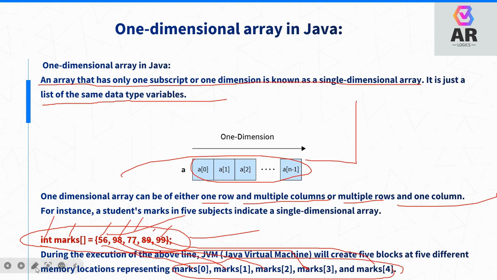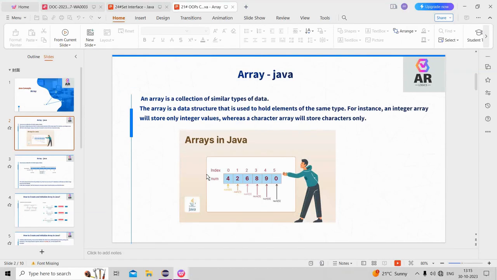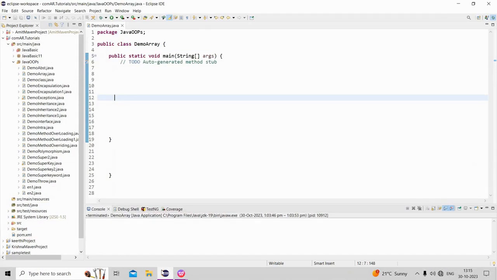So now we can go to the practical. I can explain one by one. This is the demo array class already created. First is how to initialize, how to create the array. For example, string.